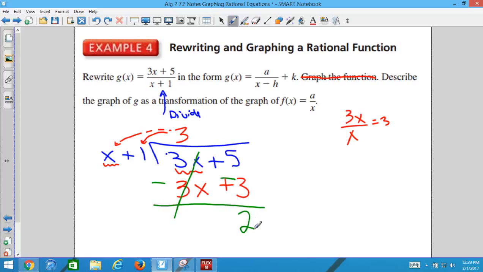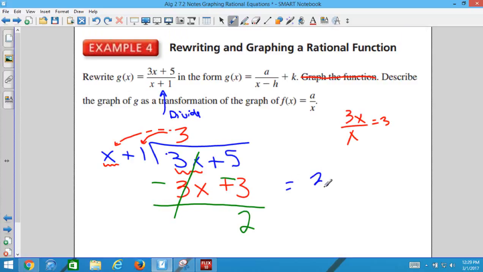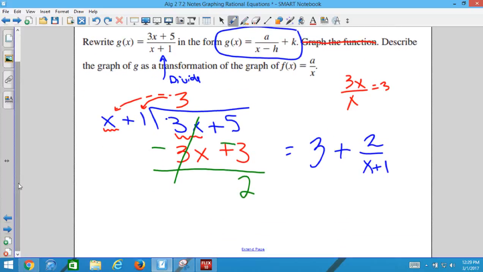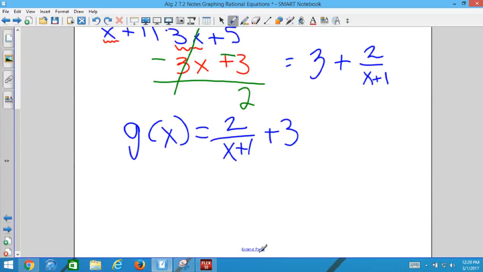Do you remember how to write the remainder? 2 divided by x plus 1. So our answer when we divide this, we are getting 3 plus our remainder, 2 over x plus 1. That is this equation, just in the other order. So I'm going to rewrite it as g of x equals 2 over x plus 1 plus 3.